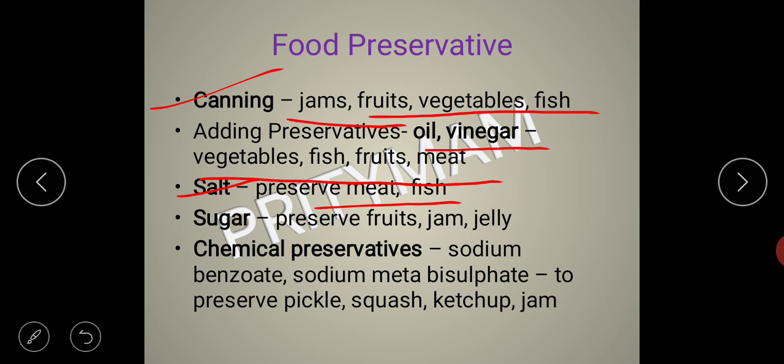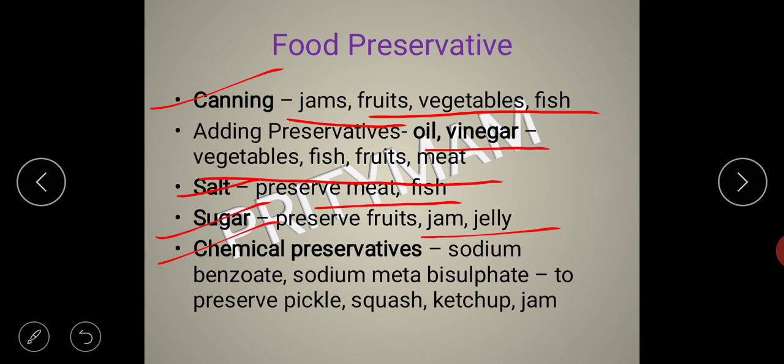Another method of adding preservatives is sugar. It is used to preserve fruits. You might have seen the jams and jellies. They are mostly preserved by adding sugar to them.